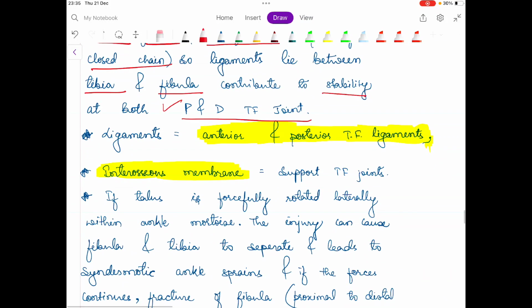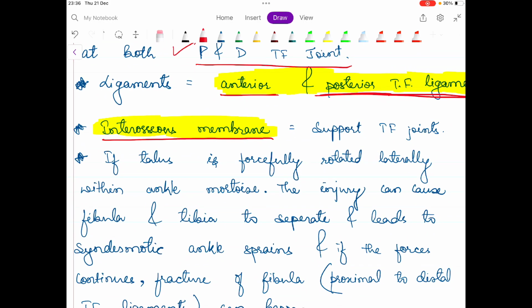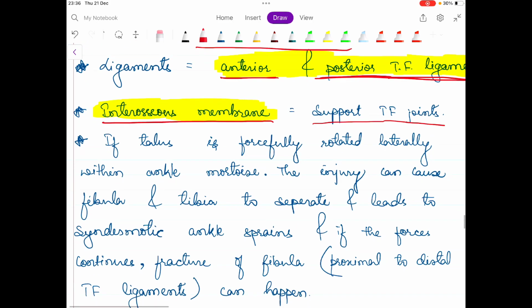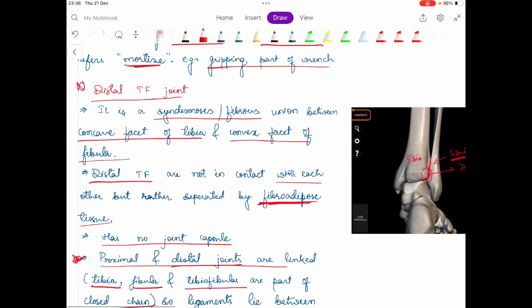So what are the ligaments? Ligaments such as the anterior and posterior tibiofibular ligaments. All right, there is also a membrane, known as the interosseous membrane. The interosseous membrane supports the tibiofibular joints, doing the same work as the ligaments. So this was all about the distal tibiofibular joint.